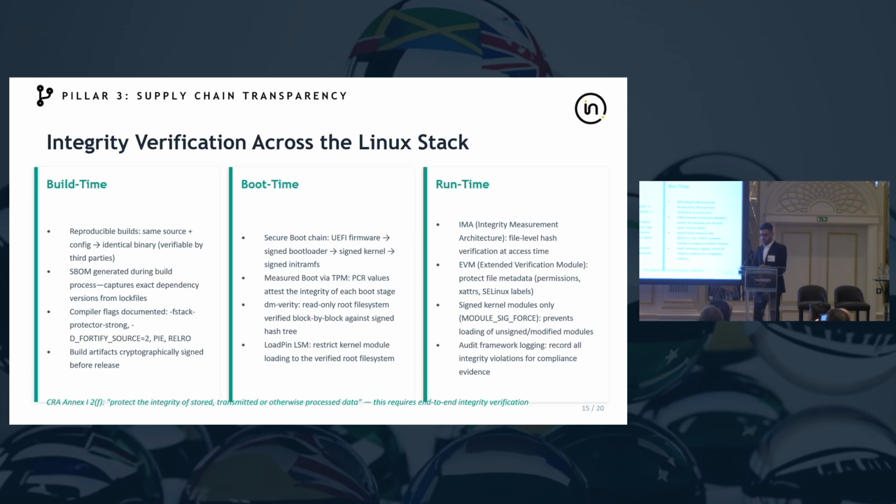This is also one of the most important ones. CRA Annex I, 2(f), requires you to protect the integrity of stored, transmitted or otherwise processed data. So with this, we should be able to provide integrity verification across the Linux stack. First is build time integrity. If a third party can take your source code and configuration and produce a byte-identical binary, that is probably your strongest integrity proof.